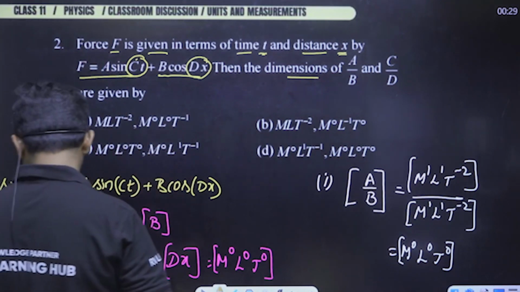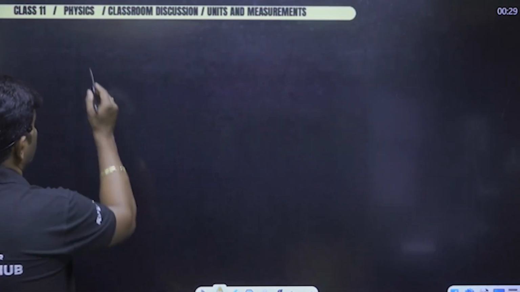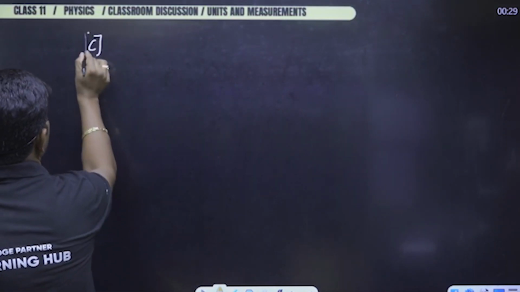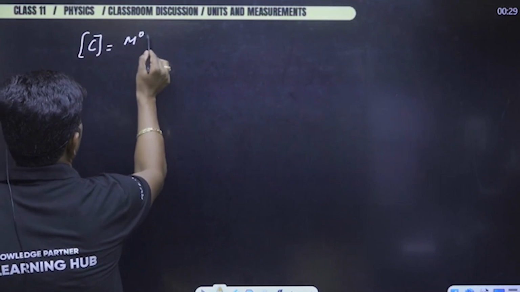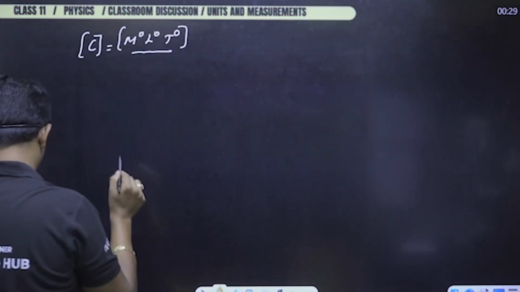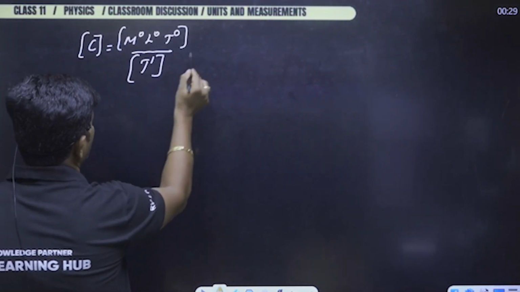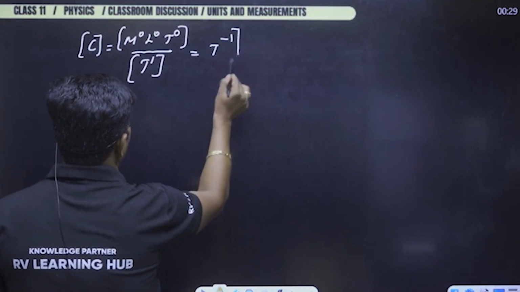Before going to see the dimension of C and D, let us understand what is the dimension of C. Dimension of C is equal to m power 0, L power 0, T power 0 divided by what is the T here? Time, right? T power 1 we can write. So it becomes T to the power of minus 1.